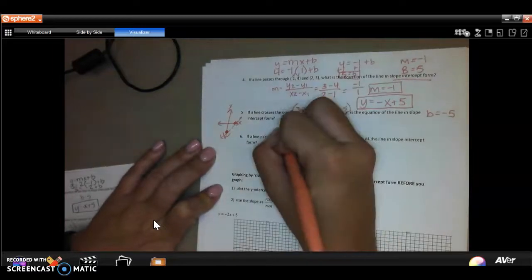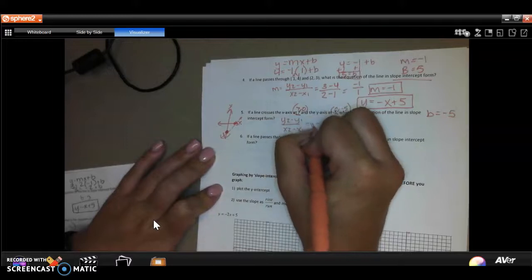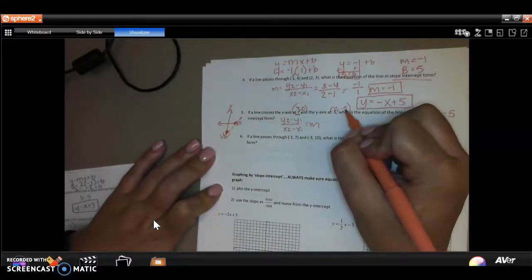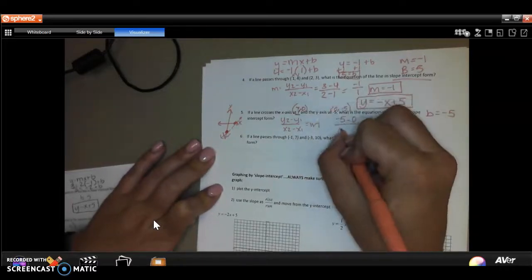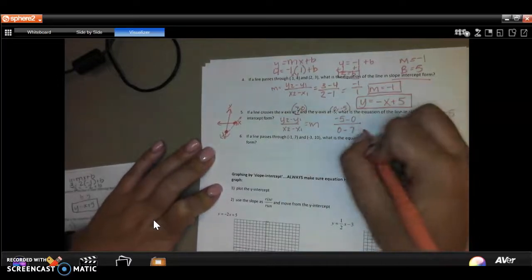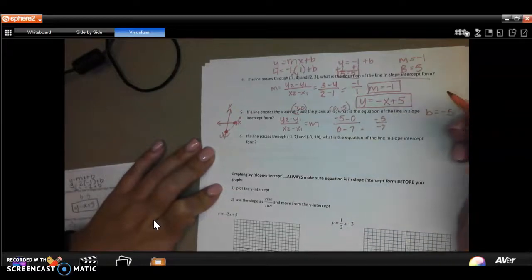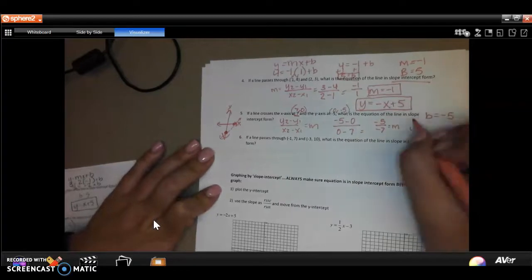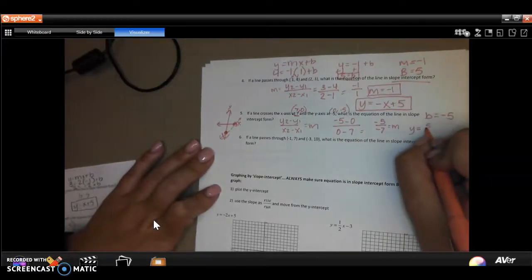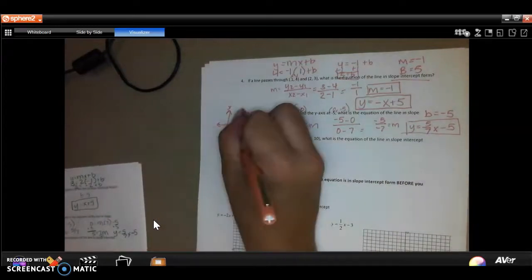So I'm going to go ahead and say, okay, well, y sub 2 minus y sub 1 over x sub 2 minus x sub 1 is equal to my slope. Y sub 2 is negative 5. Y sub 1 is 0. X sub 2 is 0. X sub 1 is 7. If I subtract those, I get negative 5 over negative 7, or 5/7. So y is equal to mx plus b. My slope we just solved is 5/7 x, and my y-intercept is negative 5. Final answer. All right, I'm going to have you do number 6.